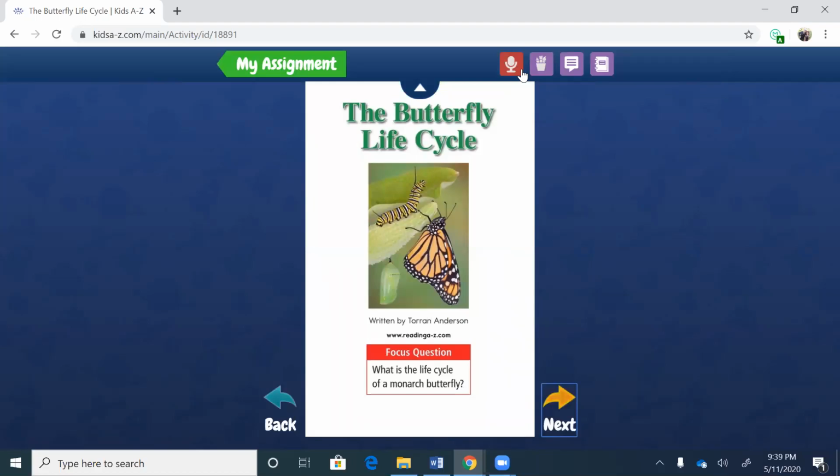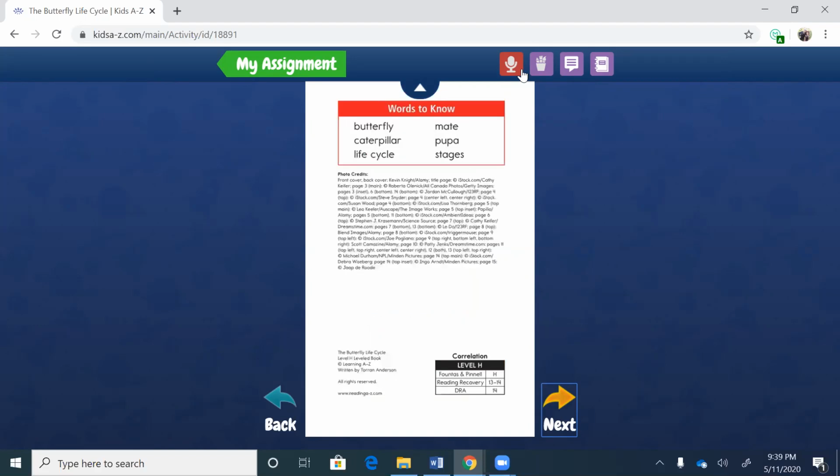Focus question. What is the life cycle of a monarch butterfly? So that's what we're going to keep in mind throughout this book. We have some words to know. Butterfly, caterpillar, life cycle, mate, pupa, stages.